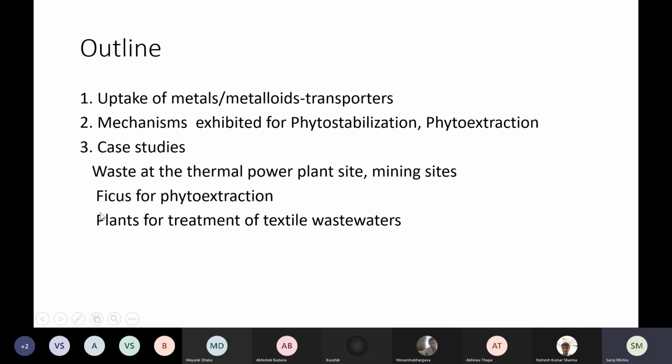Then we will see how plants have been used for phytoextraction, particularly of silicon and heavy metal wastes, etc. And also plants have been used. These are not theoretical, but there are acres of land where plantation has been carried out in order to remove the wastewaters, which are colored wastewaters, generated from the textile industry.